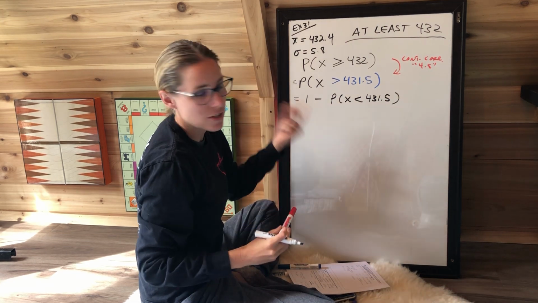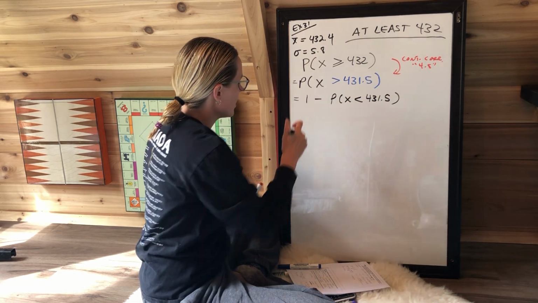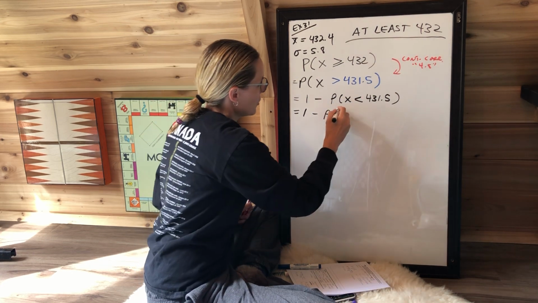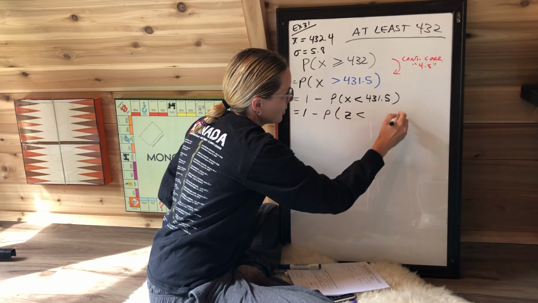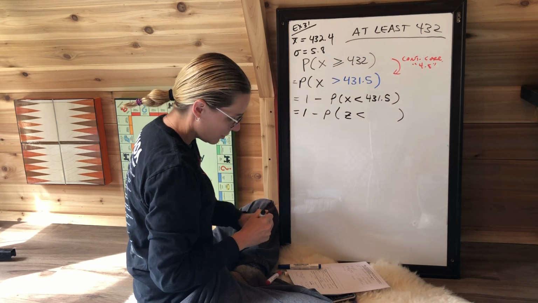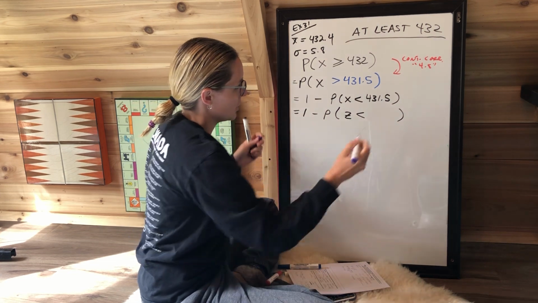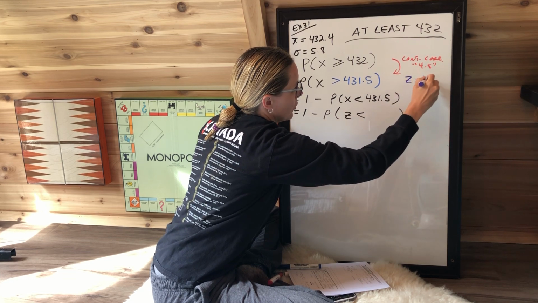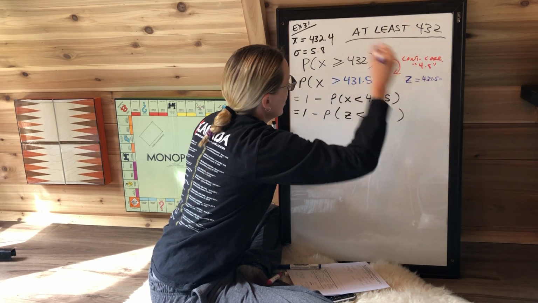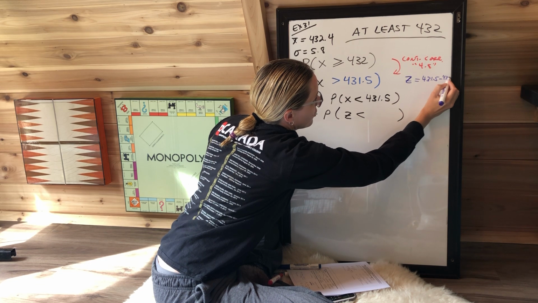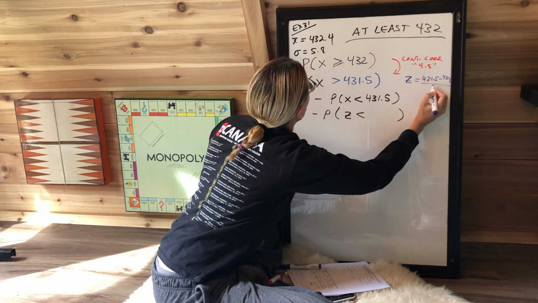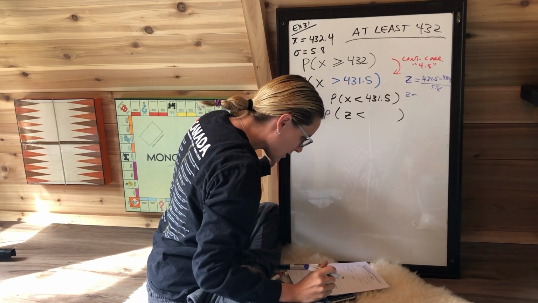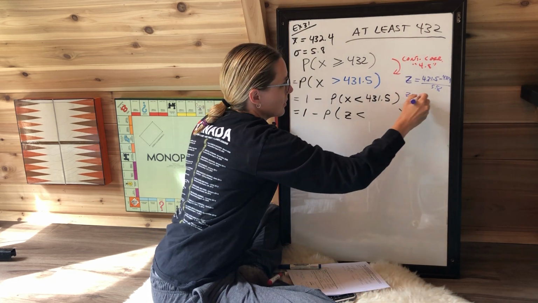Because again, the z-score table in the back of the book only gives you less than. We cannot analyze random x values. We have to convert them to z values. How do I find the z value? Well, I just do a simple z-score calculation. So z is, in our case, x is 431.5 minus 432.4 divided by 5.8. And I've already calculated this to be negative 0.16.